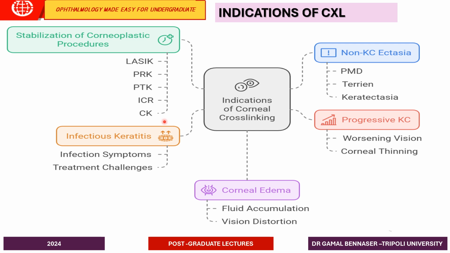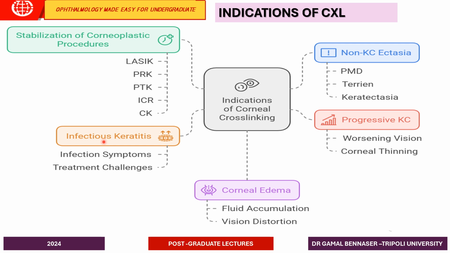Another spectrum of cross-linking is its use in infectious keratitis, namely fungal keratitis and bacterial keratitis. There are many studies showing the efficacy of cross-linking in managing cases of infectious keratitis without the use of antibiotics. This is what is known as PACK-CXL. We will speak about it later. Also, it has a major role in the treatment of corneal edema, as cross-linking has a dehydration effect and also tightens the spaces between the lamellae of the cornea so that it will eliminate the corneal edema. So these are the major indications of corneal cross-linking.